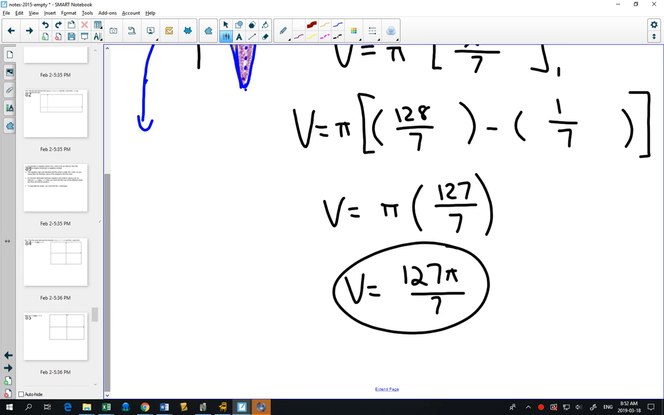127 pi over 7. Which just looks like a nice number. I don't know why. Maybe all the 7's in there. The fact that it has pi, the fact that we found that volume without a calculator. Yeah, 2 to the 7 was pretty high, but it is quite amazing because the shape that we looked at didn't look like any kind of nice shape that we know.